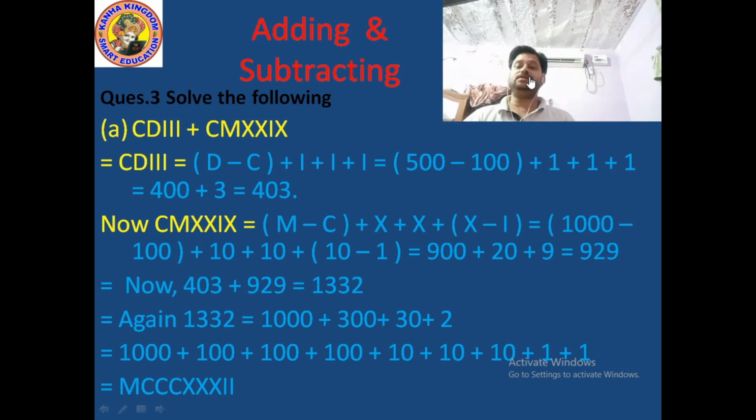Now see, 1000 plus 300. How can we write 300? 100 plus 100 plus 100. How can we write 30? X plus X plus X. How can we write 2? I plus I. And 1000 equals M. So the answer is M CCC XXX II. This is the exact answer of this part. Okay, understand? Clear?